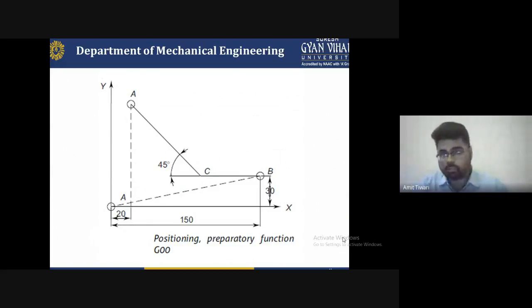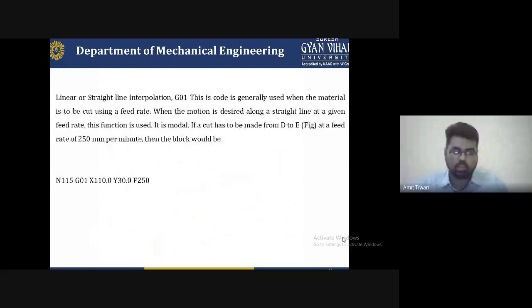So these are the reasons why we choose this positioning code, and you get many benefits with the help of this technology. Hopefully you understand this type of coding. Now the second one is linear or straight line interpolation, that means G01.